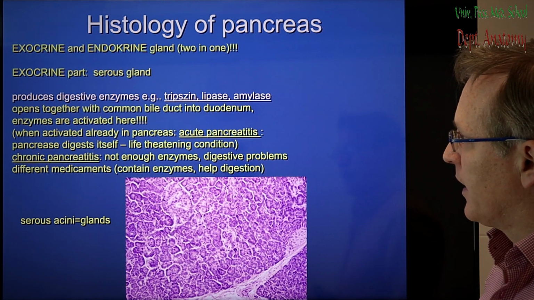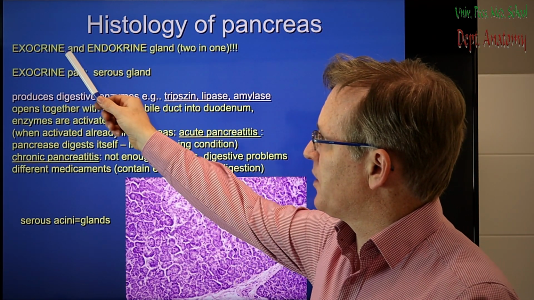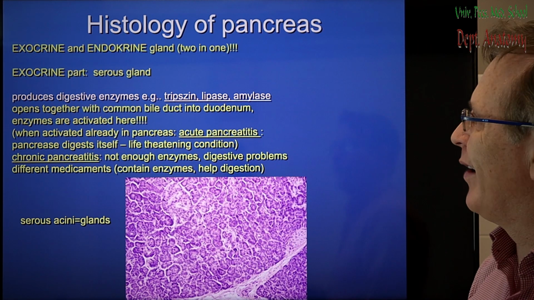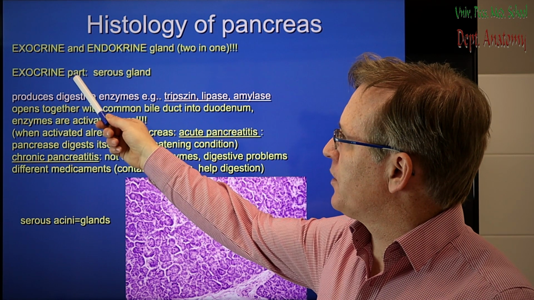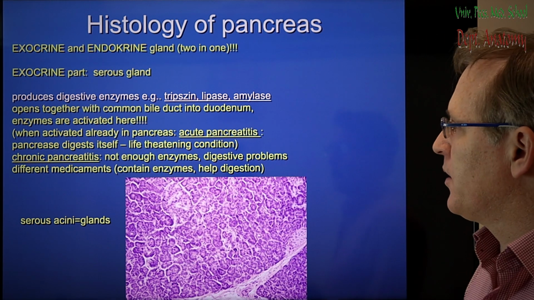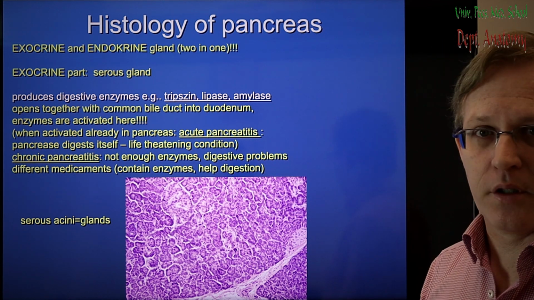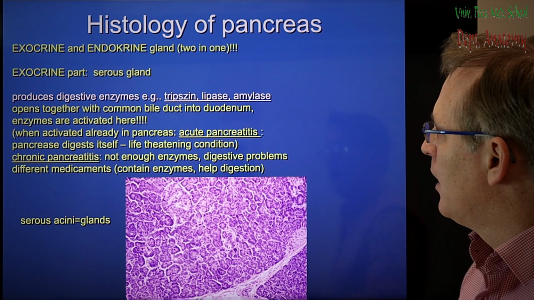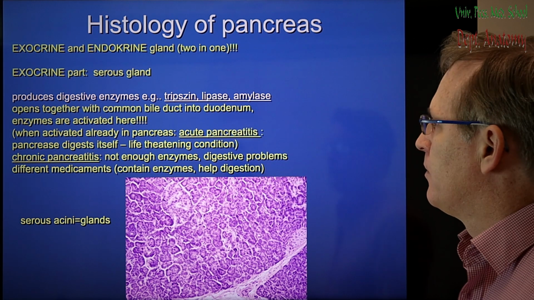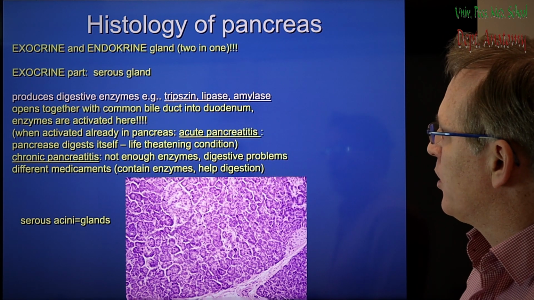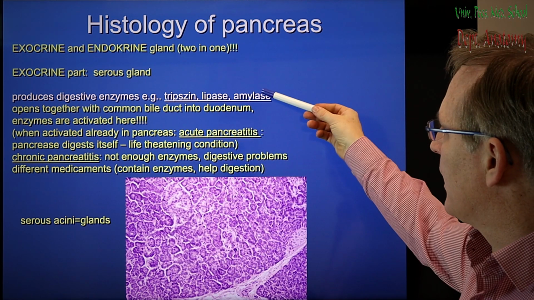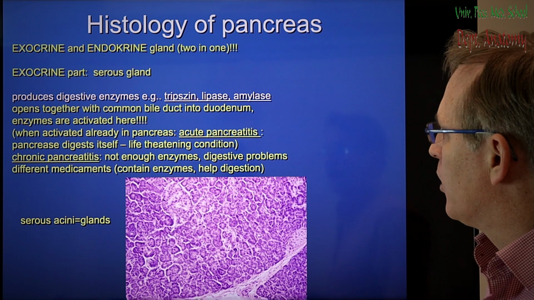Histology of the pancreas. The pancreas contains exocrine and endocrine glands, 2 in 1. The exocrine glands of the pancreas are the serous glands, and the serous glands of the pancreas produce the digestive enzymes, for example trypsin, lipase and amylase. The trypsin digests the proteins, the lipase digests the lipids, the amylase digests the carbohydrates.